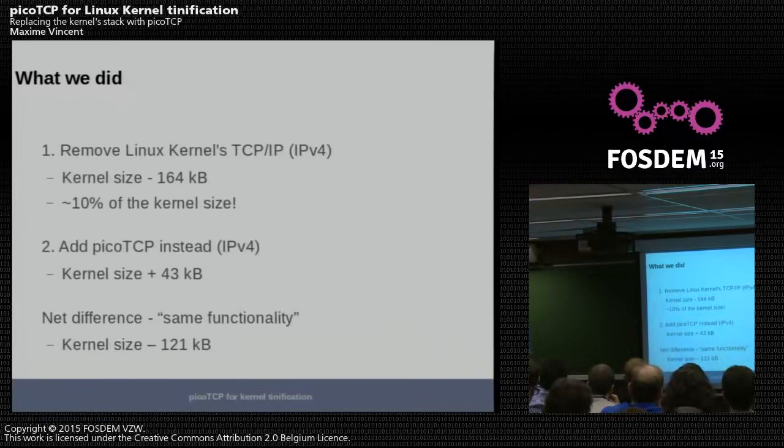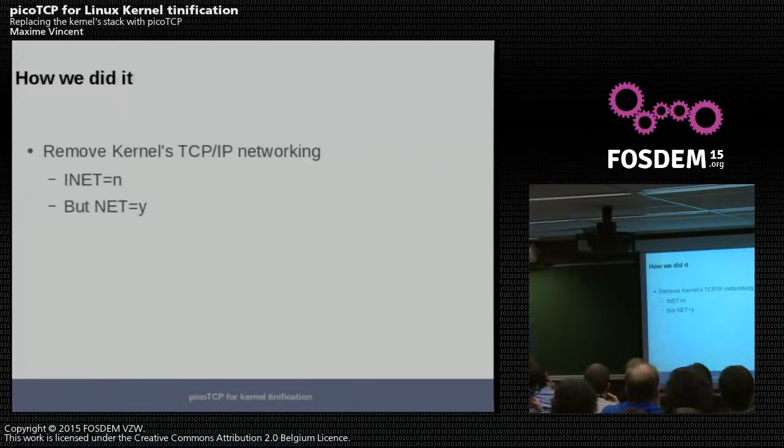Then we added PicoTCP instead, also IPv4 only, and this added 40 kilobytes. So that's where we see that PicoTCP is made for embedded systems. It's only 40 kilobytes. And this means that for the same functionality, we reduced the kernel by more than 100 kilobytes.